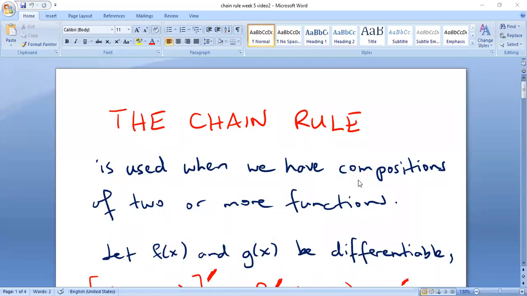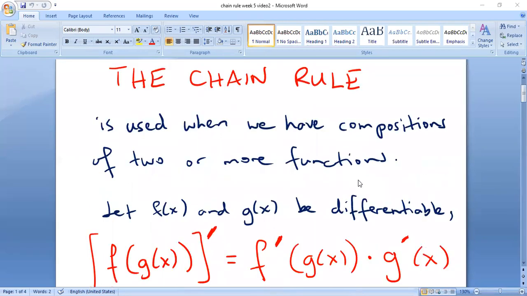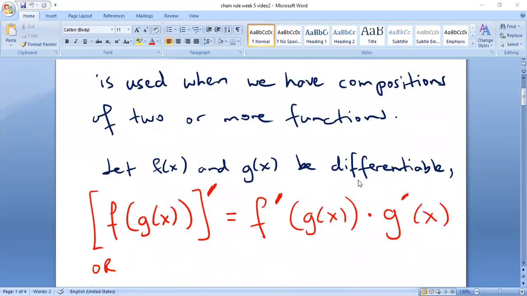Hi, this video is about the chain rule, and the chain rule is used when we have compositions of two or more functions. So let's say we have two functions f and g, which are both differentiable. Then the derivative of f composition g is equal to f prime of g times g prime.